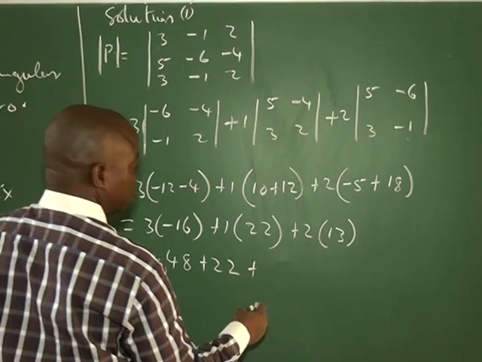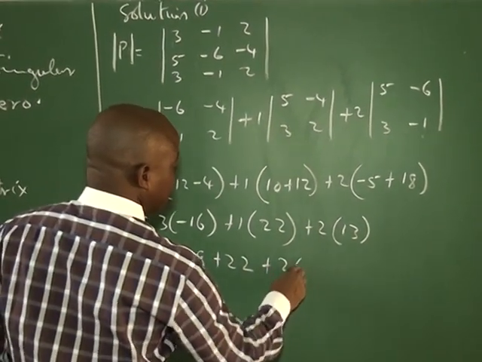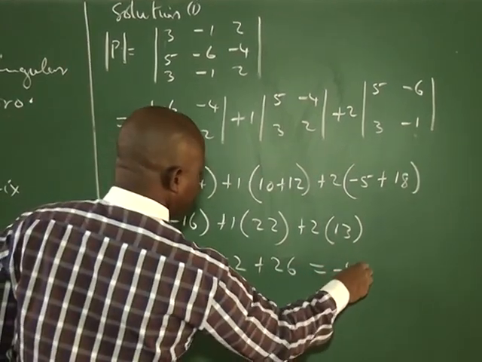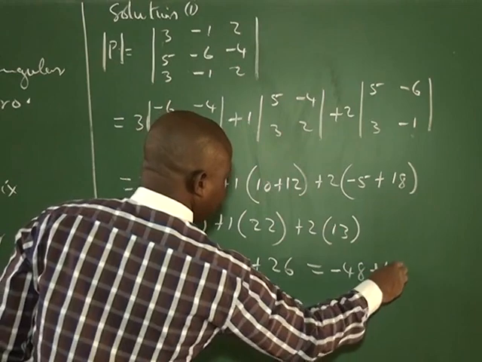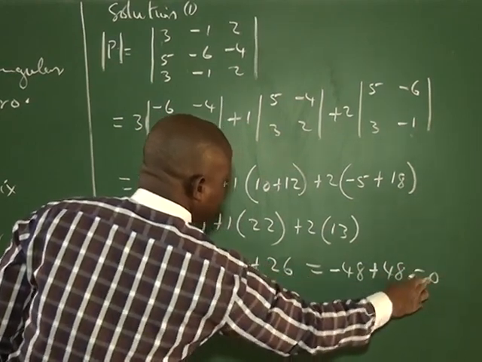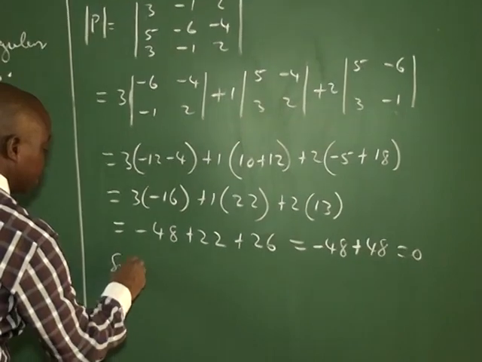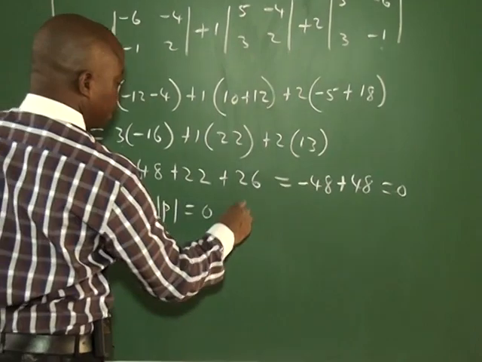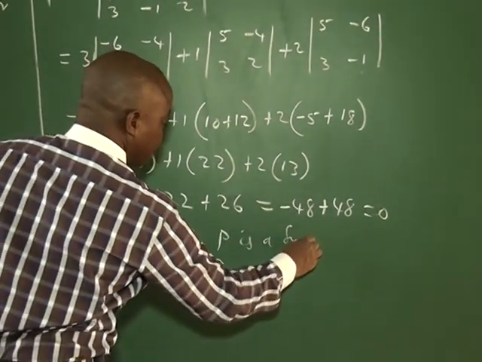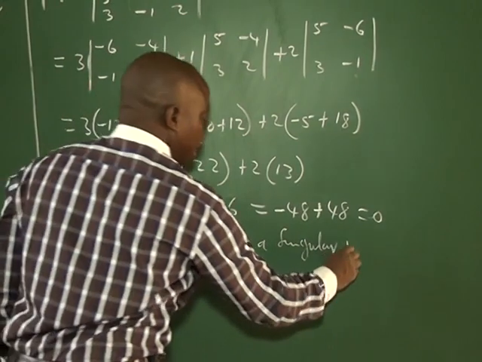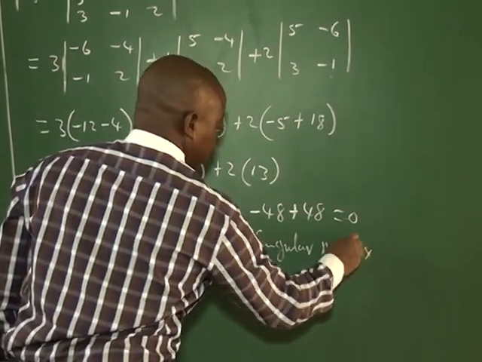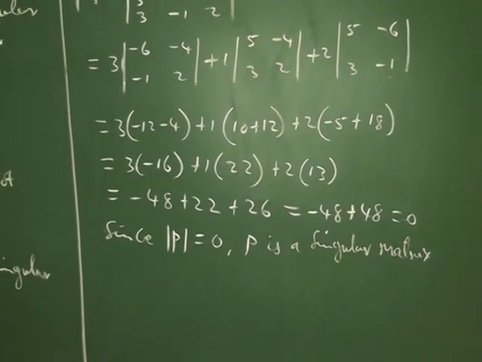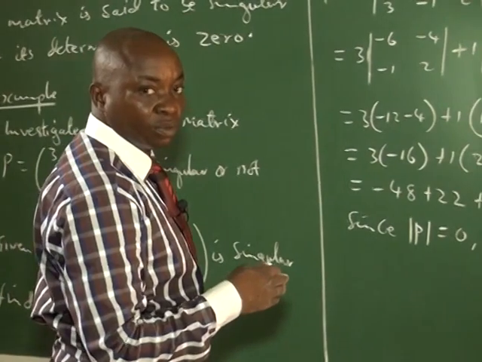So this will give us minus 48, that is 16 times 3, plus 22, plus 26, that is 13 times 2. And we see that this will give us minus 48 plus 48, which is 0. Now, since the determinant of P equals 0, P is a singular matrix. Good. So when the determinant of a matrix is 0, the matrix itself is said to be singular.